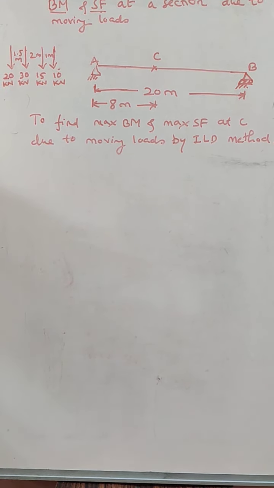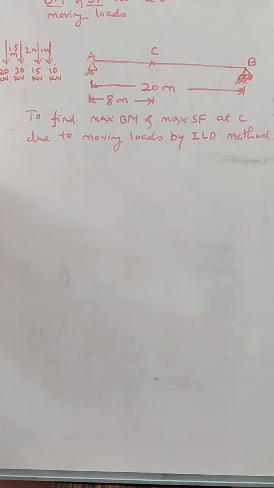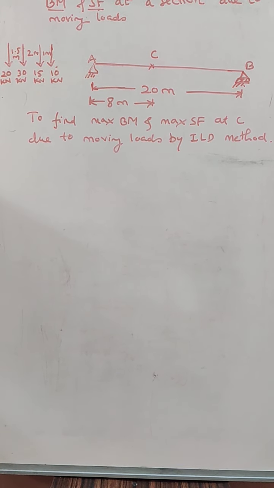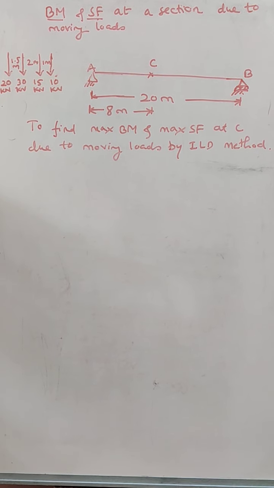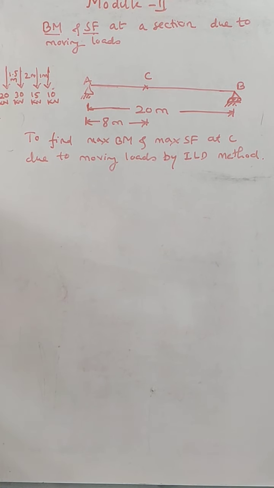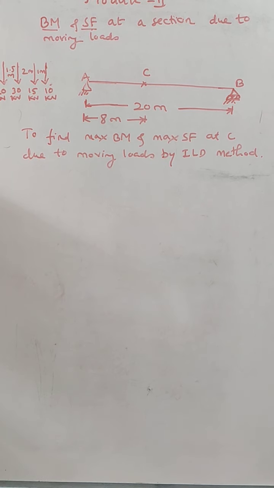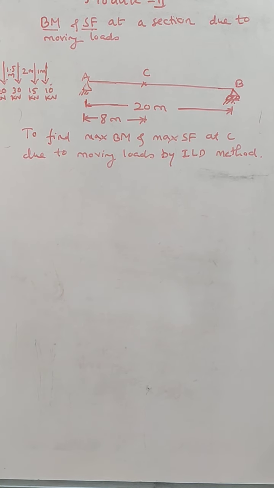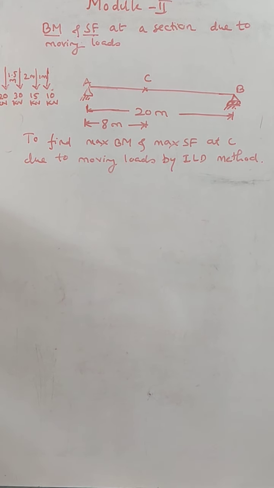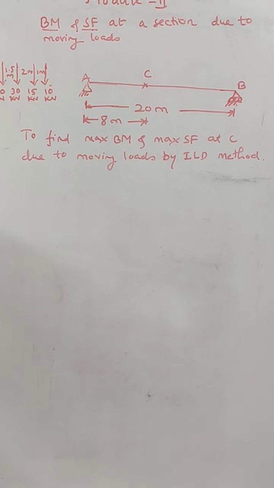So first I am going to take the first part of the second module, that is to find out the maximum bending moment and maximum shear force at a section due to concentrated loads. That means when a series of concentrated loads moves from one end of the beam to the other, at any section we need to find the maximum bending moment and maximum shear force using the influence line diagram. For that I have taken a typical example, a question which is asked many times in the examination.